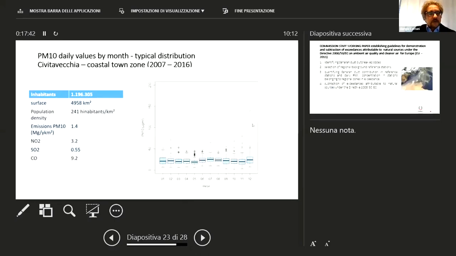And also for comparison, here we have the coastal town zone, which comprises Civitavecchia. It's an important city for the port and the activity near the port. But here we have the most favorable meteorological conditions, so the data are much lower. We don't have much difference between wintertime and summertime.